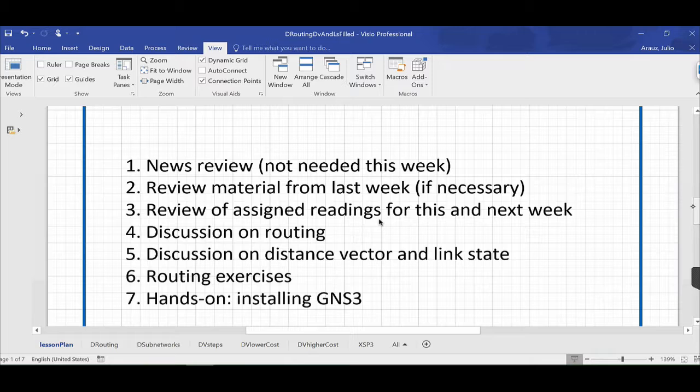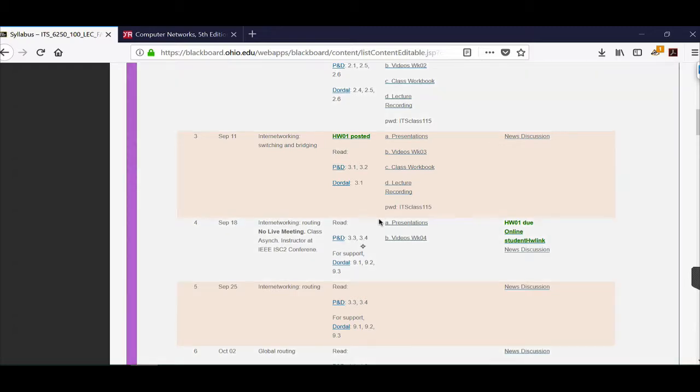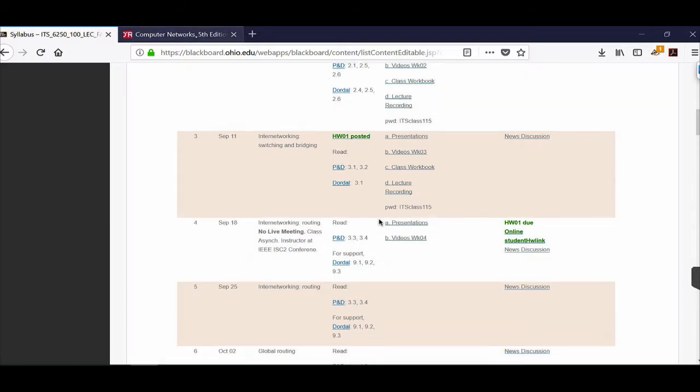Let's take a look at the readings that we have assigned for this and for next week to understand where we are. So let me switch here to Blackboard. For this week, we have readings 3.3 and 3.4, and notice that it's the same for next week. Additionally, you have sections 9.1, 9.2, and 9.3 from Dordal, which are basically the same as the ones from Peterson and Davis. So therefore, I mark them as for support. I don't need you to look at all the details from Dordal, so just take a quick look at those sections, but focus on the material from Peterson and Davis 3.3 and 3.4, excuse me.